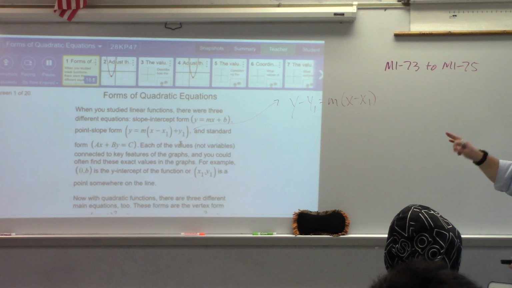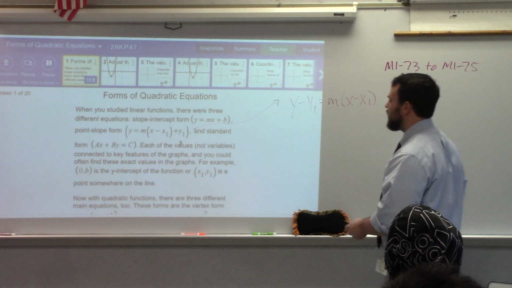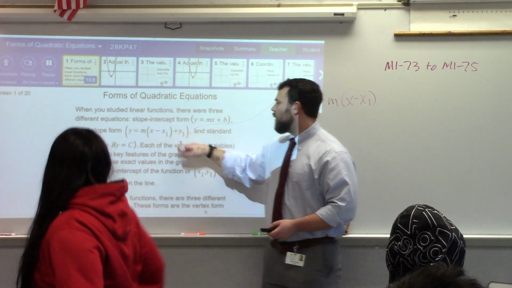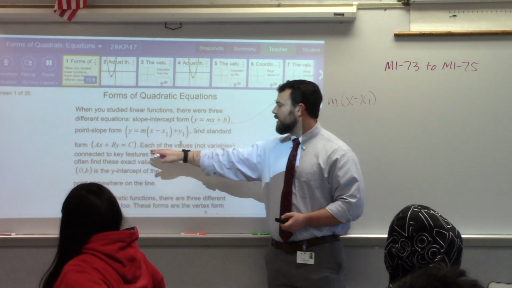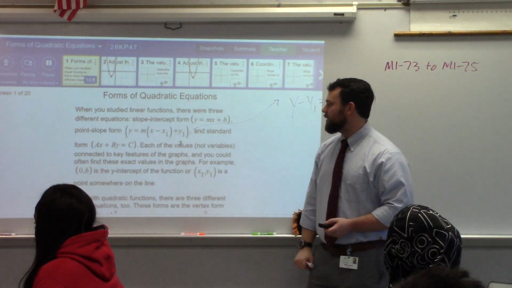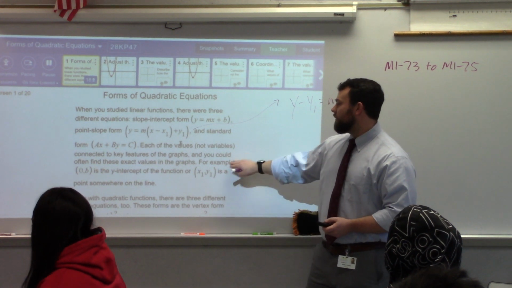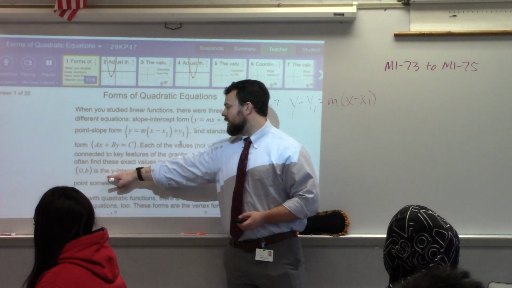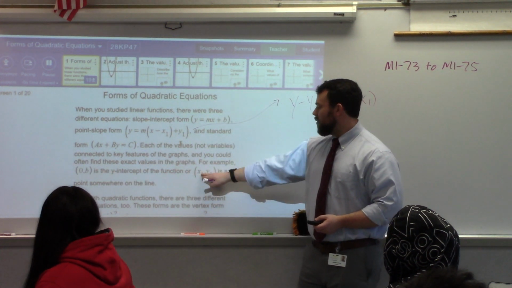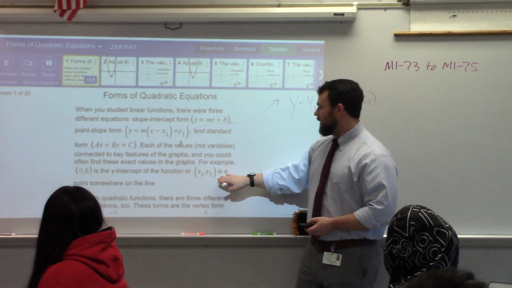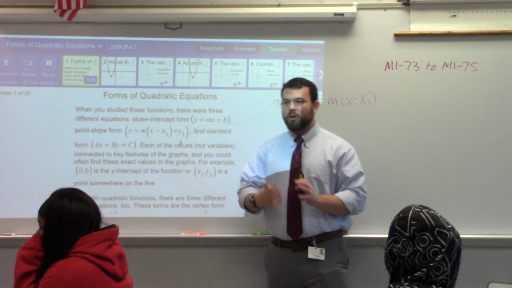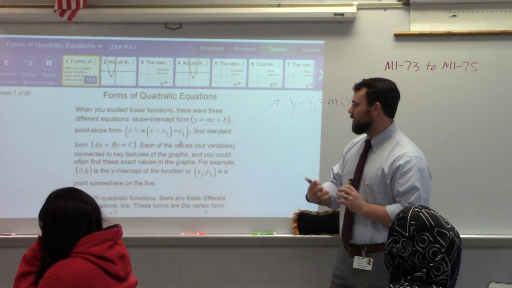By bringing each of those things up, because each of those values, not the variables, but the a, the b, c, the x1, the y1, they are connected to key features of the graphs. And you can often find these exact values in the graphs. For example, 0 comma b is the y-intercept. x1 comma y1 is just any point somewhere on the line. So the parts of the equation connect to parts of the graph.